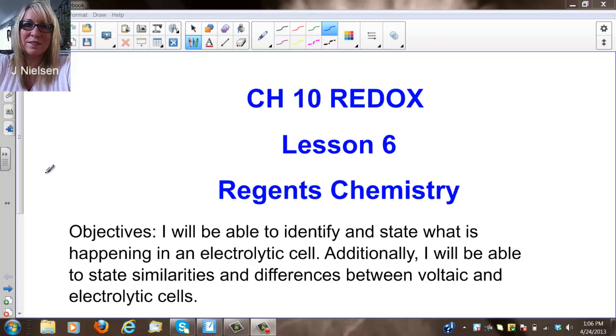Okay, this is Chapter 10, REDOX Lesson 6 in Regents Chemistry. Today we will be able to identify and state what's happening in an electrolytic cell, and additionally we will be able to state similarities and differences between voltaic and electrolytic cells.